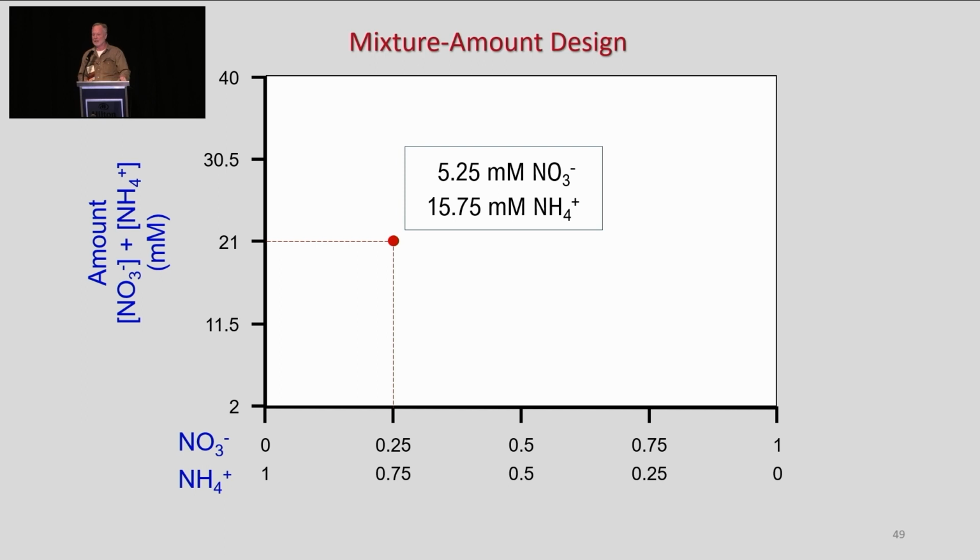The way you read this is there's a point there, 21 millimole total. And the ratio is 25% nitrate, 75% ammonium. And so the actual formulation in our treatment is going to be 5.25 millimole nitrate, 15.75 millimole ammonium at that point, and likewise through the rest of the design space. So your DOE will select the points, you'll sample it, but it'll be done this way.